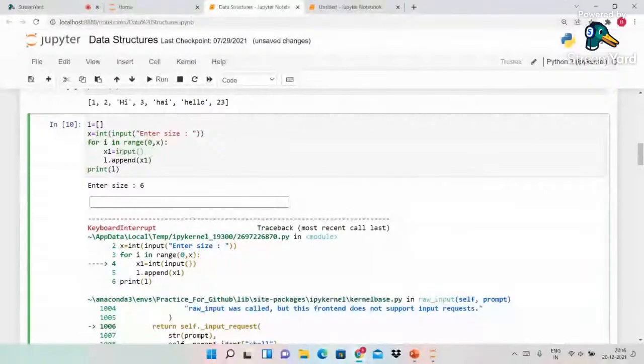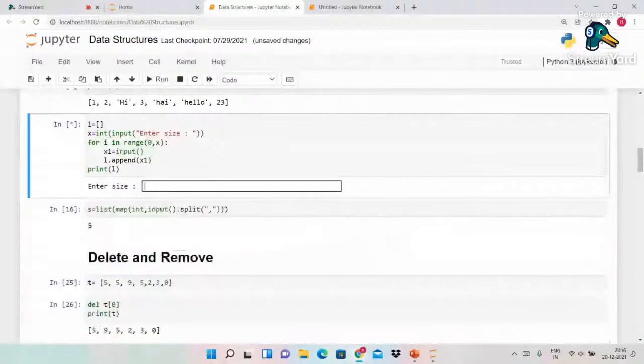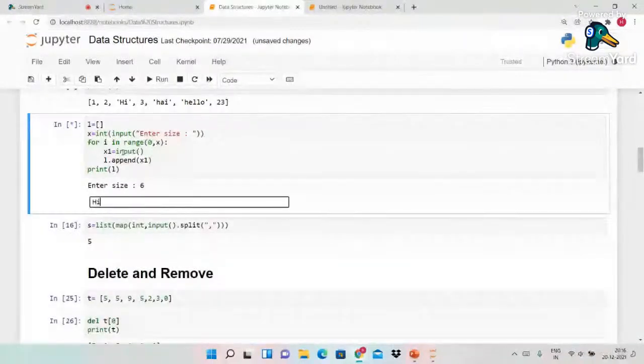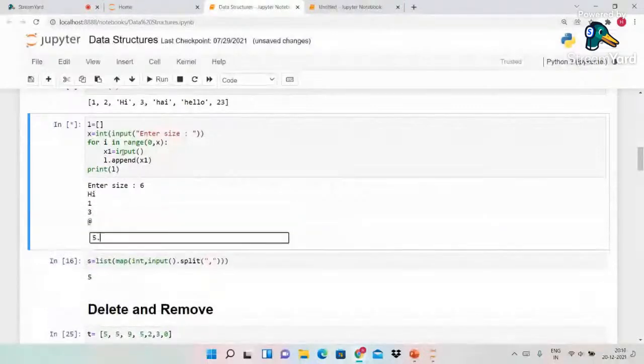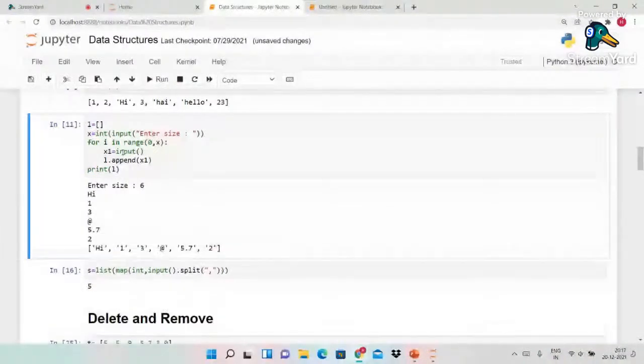So I'm taking 6. Now I take 1, hi, 1, 3, at the rate 5.7. These are taken as different strings and put here.